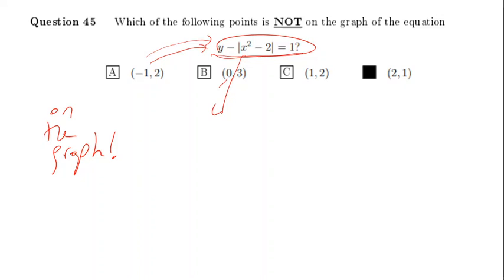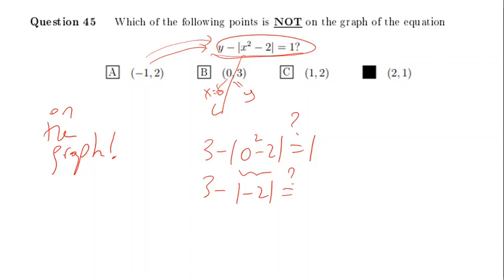Now put x equal to 0, y is equal to 3, and 3 minus 0 squared minus 2 equal to 1. And 3 minus 2 makes absolute value of -2. Okay, we are checking if it is equal to 1. Yes, it's equal to 1. So this is also on the graph. Now, let's check this one.